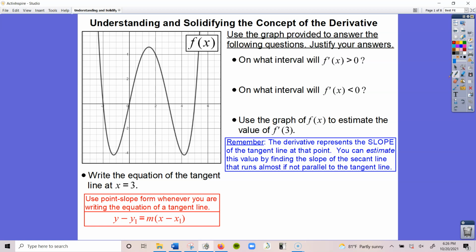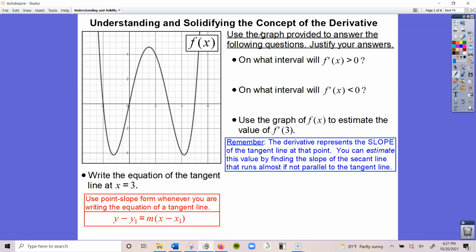Hey guys, today we're going to look at really solidifying the concept of the derivative and making sure that we understand everything that we've covered so far. So we're going to look at pretty much what we've already done and maybe add on a couple of extra little things. So first of all, here we have the graph of f of x.